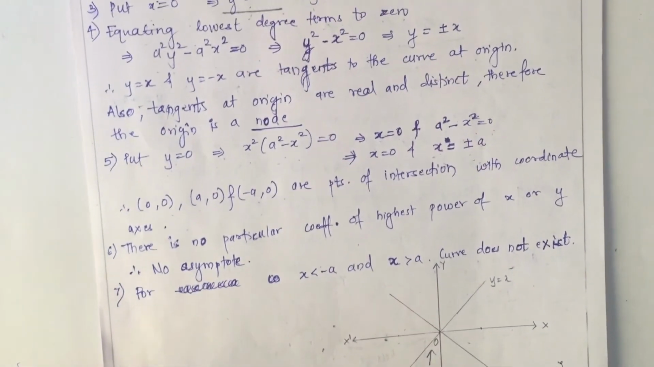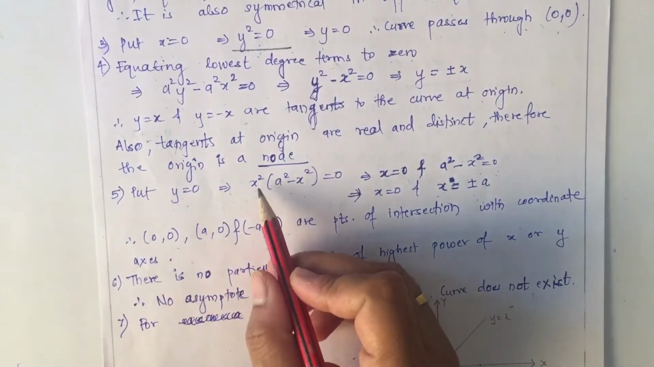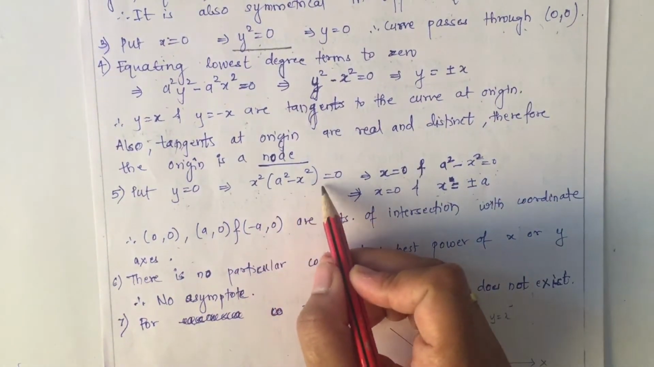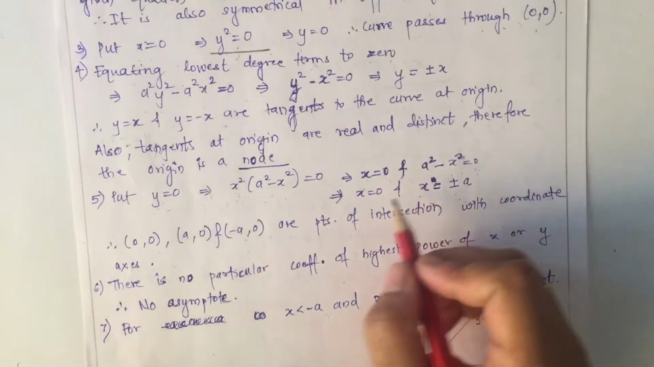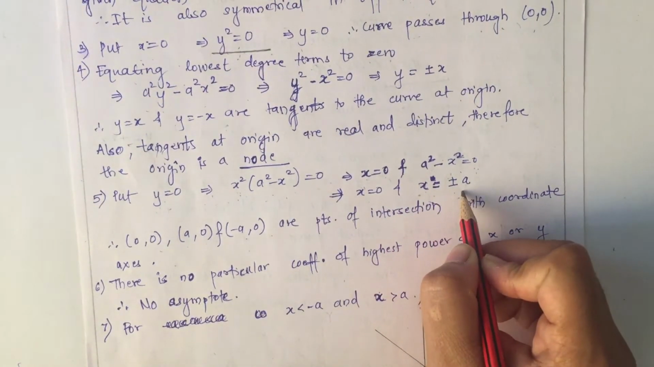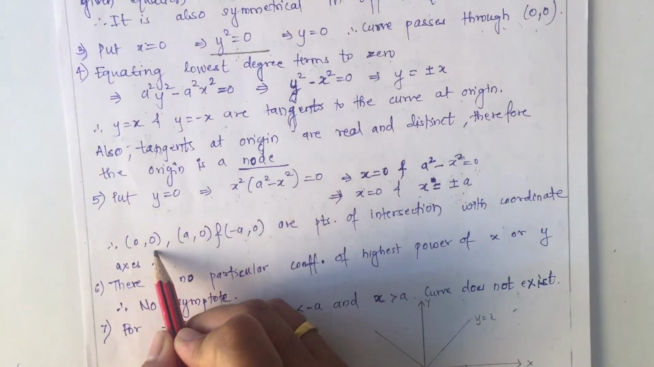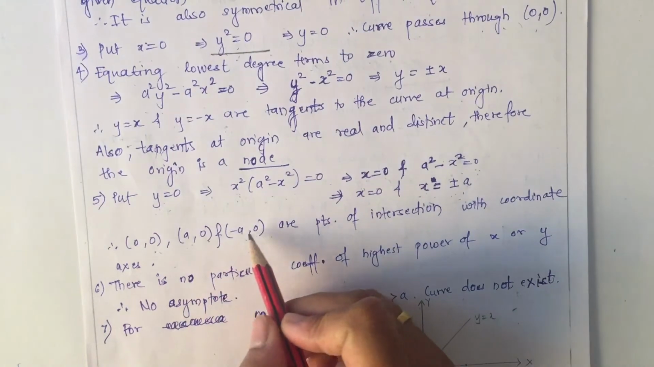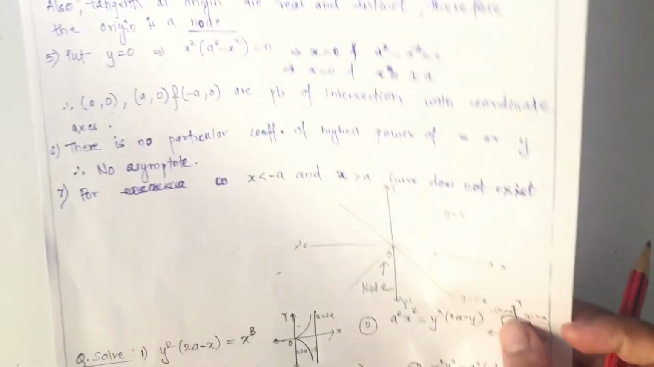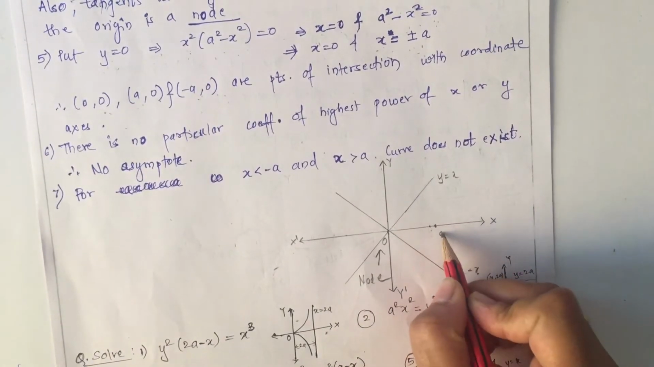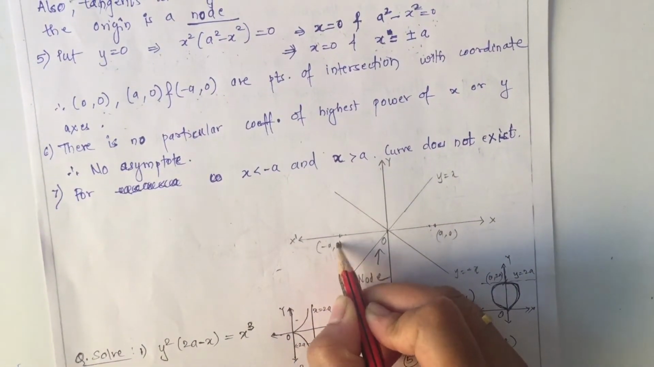Next we check a few more points of intersection. For that, substitute y equal to 0. We get the equation x square into a square minus x square equal to 0. That means x equal to 0, and a square minus x square equal to 0 means x equal to plus or minus a. So we get two more points. One we know, that is origin. Next a comma 0 and minus a comma 0, which are the points of intersection with the positive x-axis and negative x-axis. So suppose this is a comma 0 and here it is minus a comma 0.